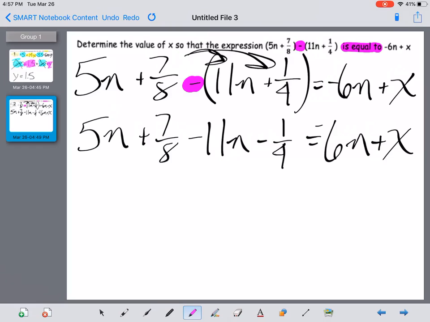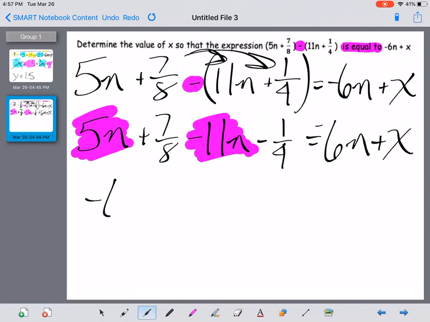Okay, so anytime there are like terms, which we have, we need to simplify. Looking at 5n and negative 11n, that's going to simplify down to negative 6n, right? Over here we have fractions that are both constants, but they don't have a common denominator. So it's sort of like terms. You almost have to consider the denominators kind of like terms, because they need to be the same.